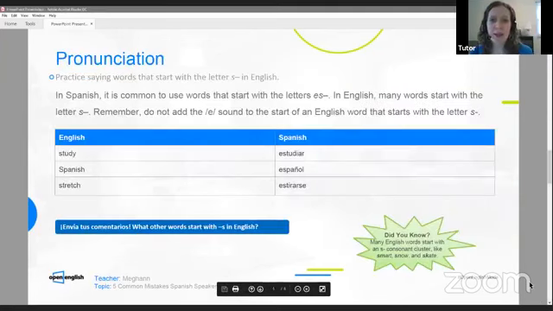Y hola a todos, bienvenidos a nuevos estudiantes. Estamos estudiando errores comunes en inglés con Open English Mode.